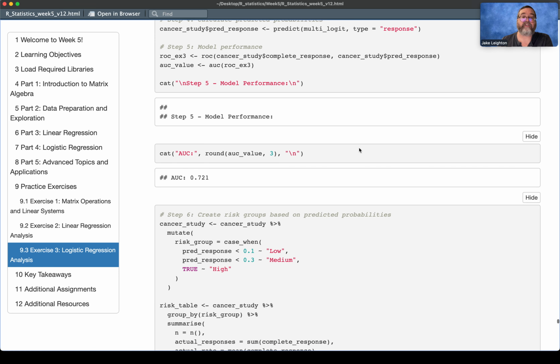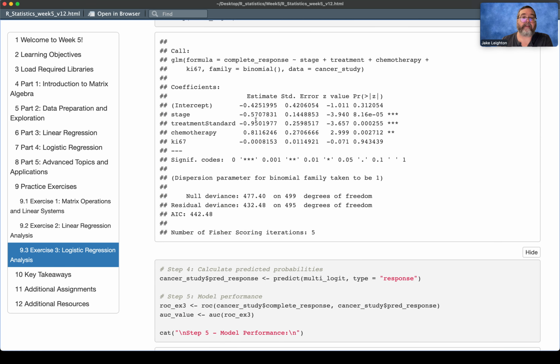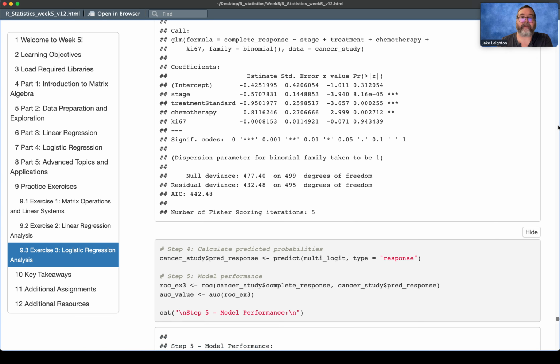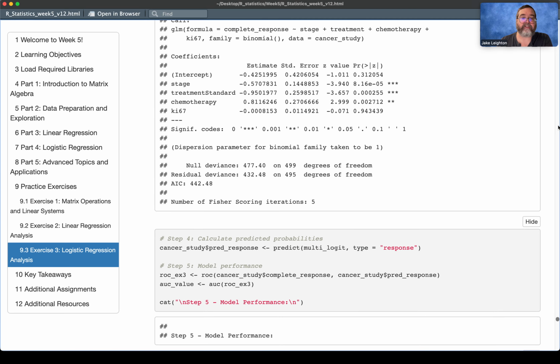We get our results, and they're kind of expected. High chemo once again, high stage once again, and treatment towards standard is kind of a little bit negative. Once again, things we expect, we saw before, and this is our model.